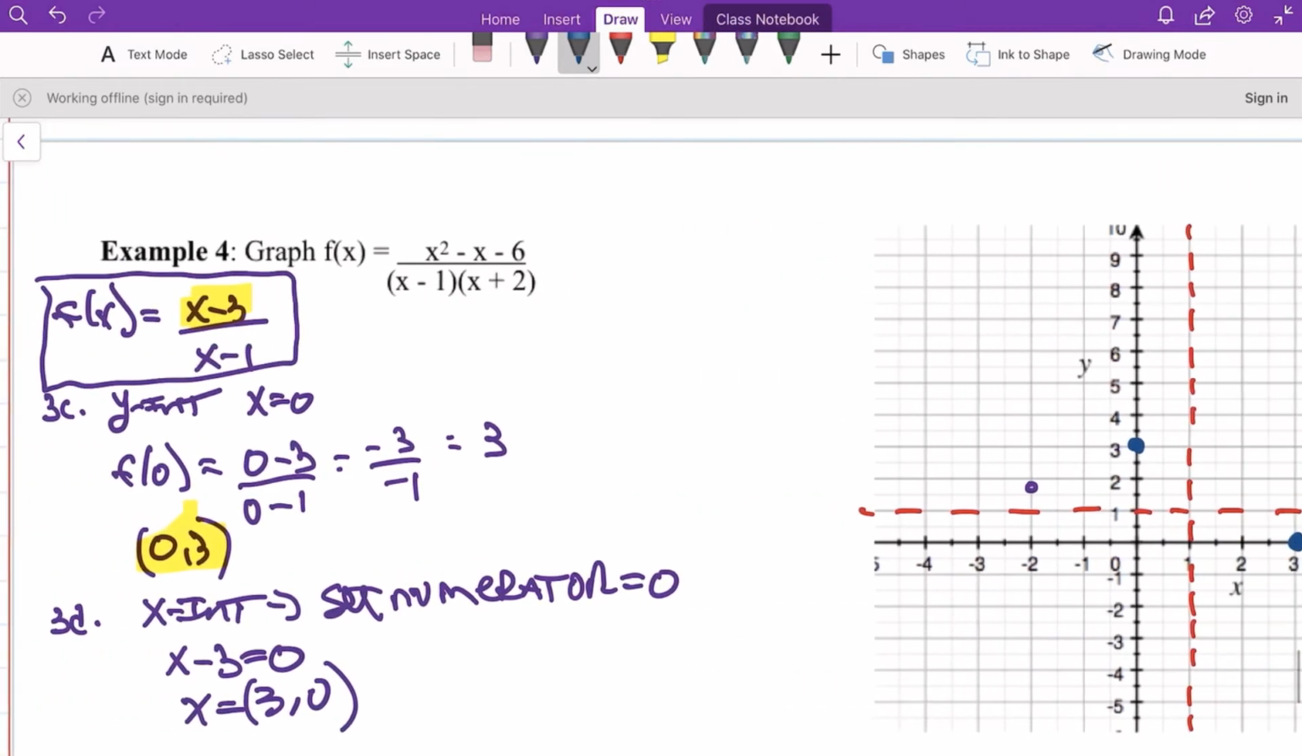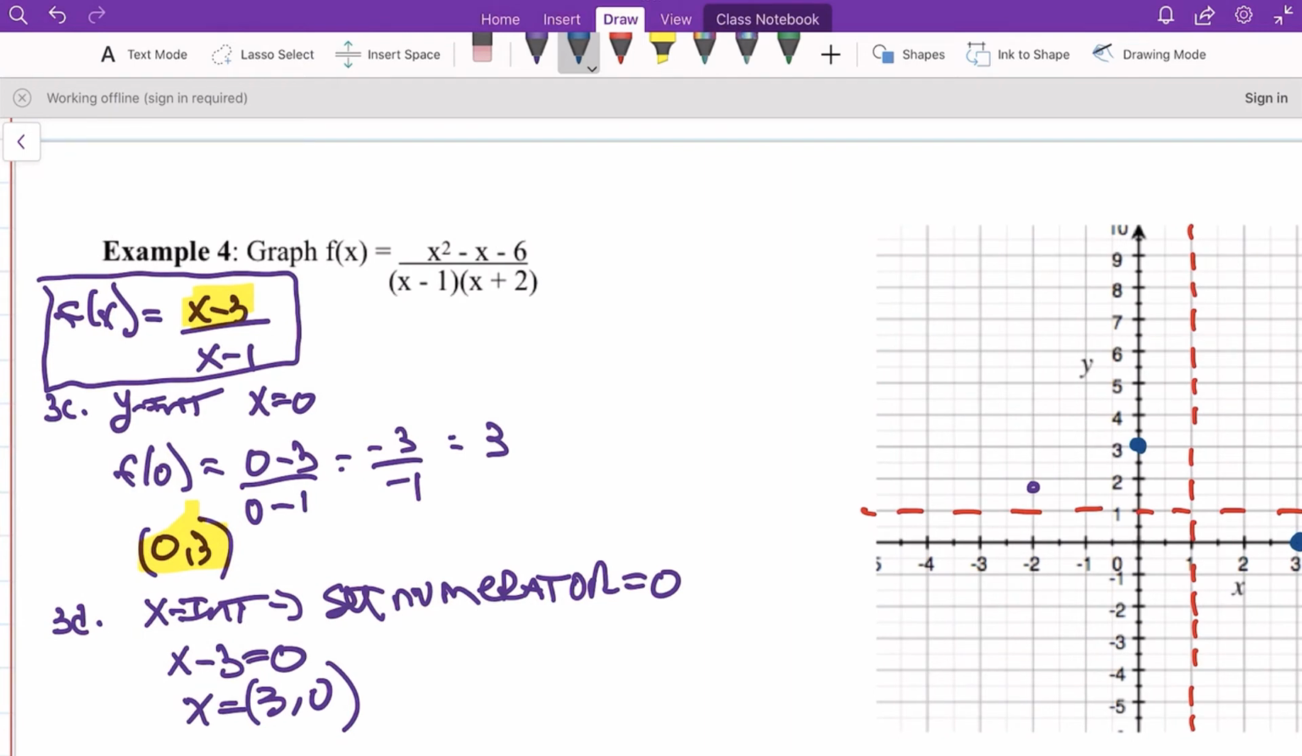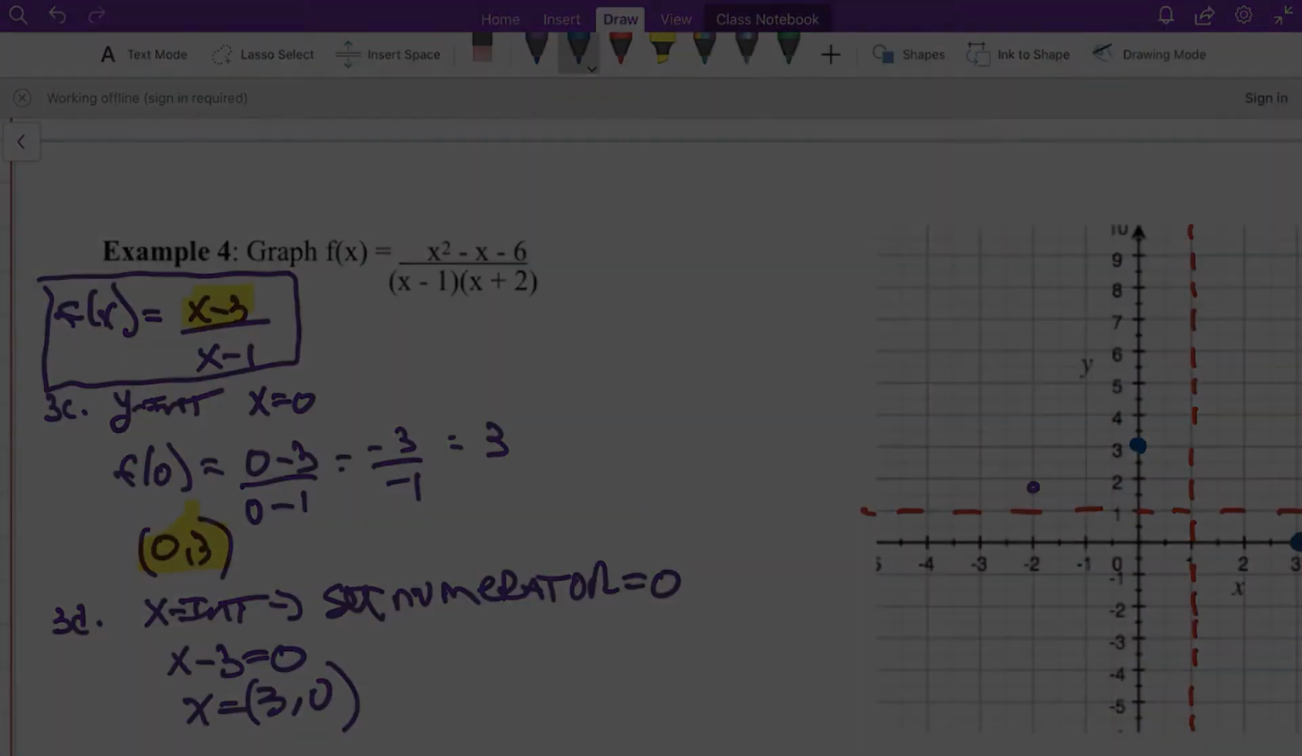But we're going to figure that out a little more exactly in step 4, where we create some test points and some test regions and actually get a better sketch. Okay, so I'll be right back with step 4, and we'll get a better picture of how this graph is going to look.